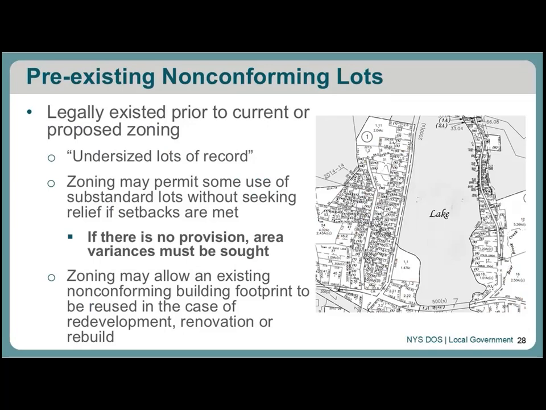For pre-existing non-conforming lots, so these would be lots that would have existed at the time new zoning was adopted, where maybe the lot characteristics don't meet the new zoning law. Might be minimum lot size or frontage, maybe even lot depth. So the term undersized lot of record might be used in your zoning, or non-conforming lots. There's a variety of different terms used.